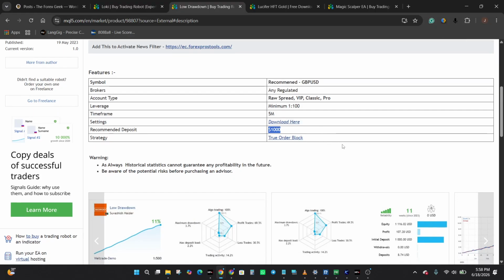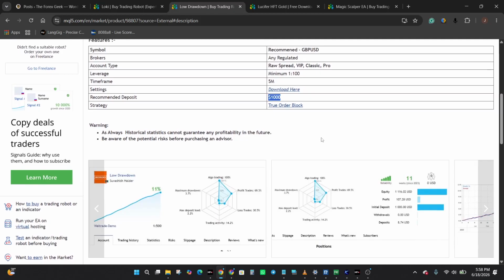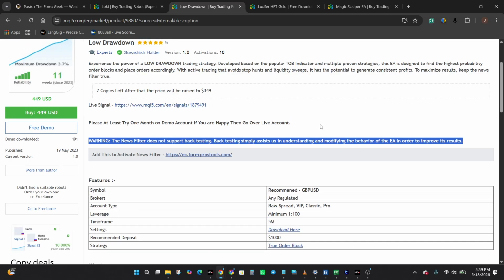All right. One notable feature mentioned on the page is the news filter. The developer specifically recommends keeping the news filter enabled to maximize results. However, it is also important to note the warning provided here that the news filter does not function during backtesting. The developer explains that backtesting is primarily intended to help users understand and adjust the EA's behavior rather than fully replicate live conditions.